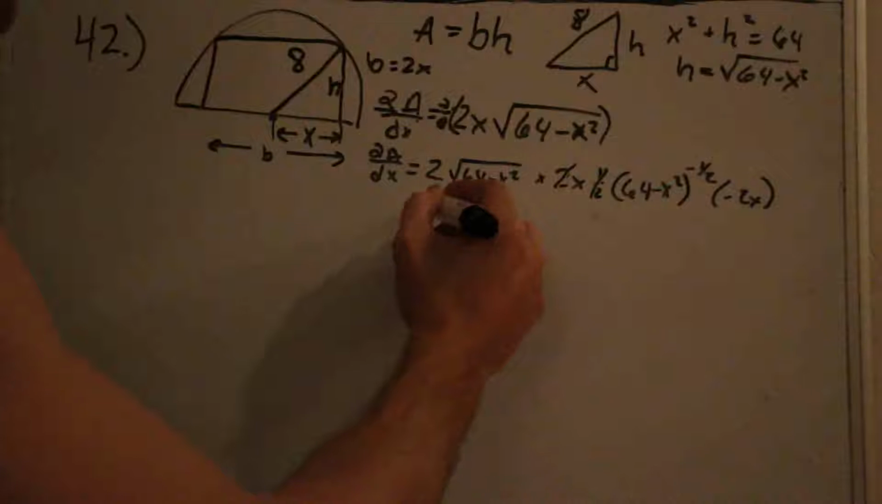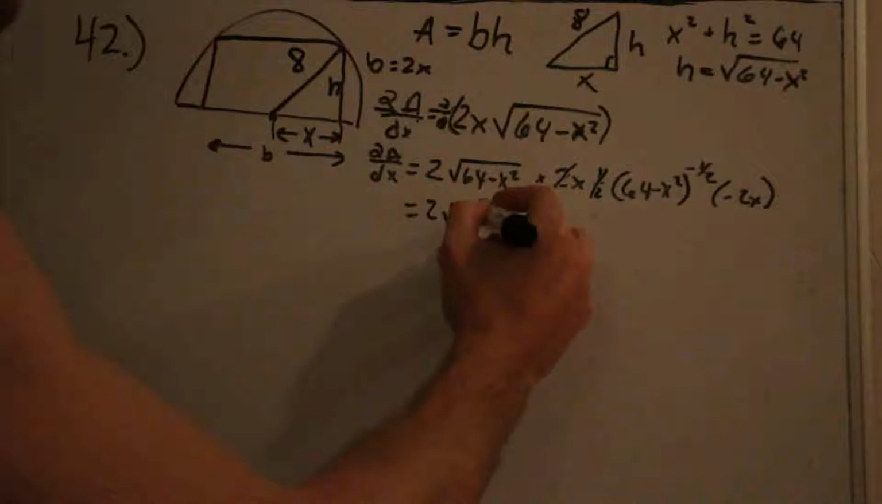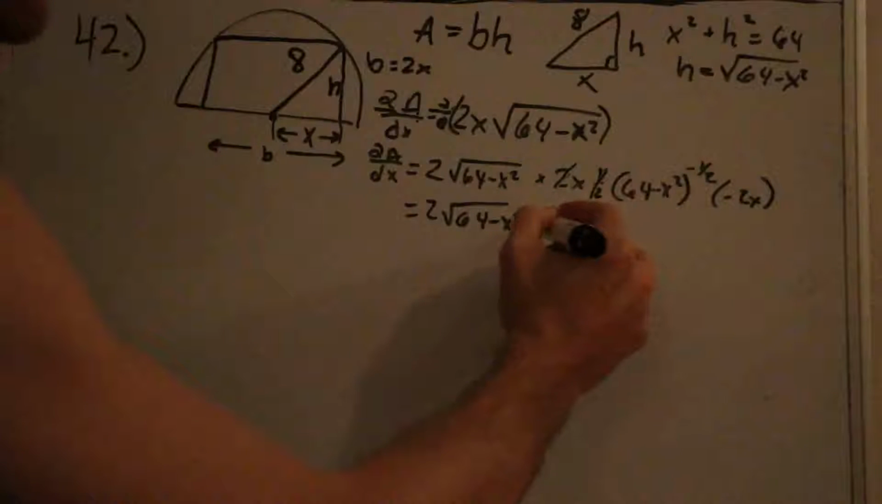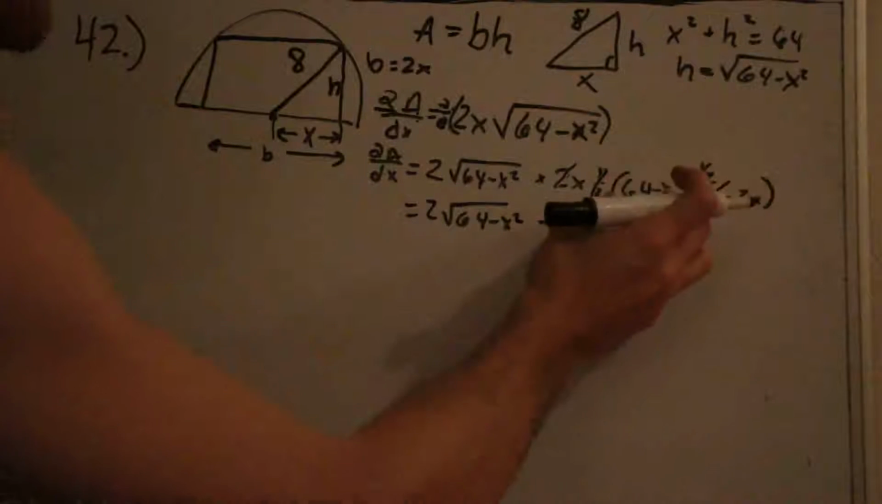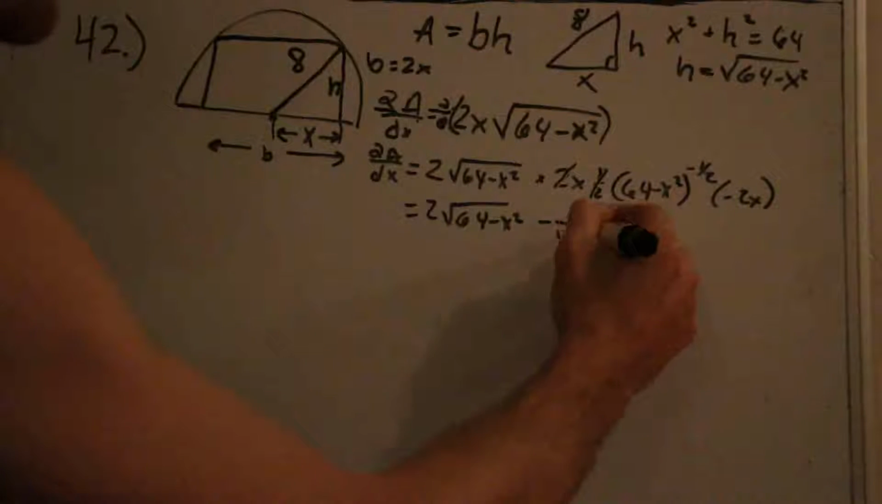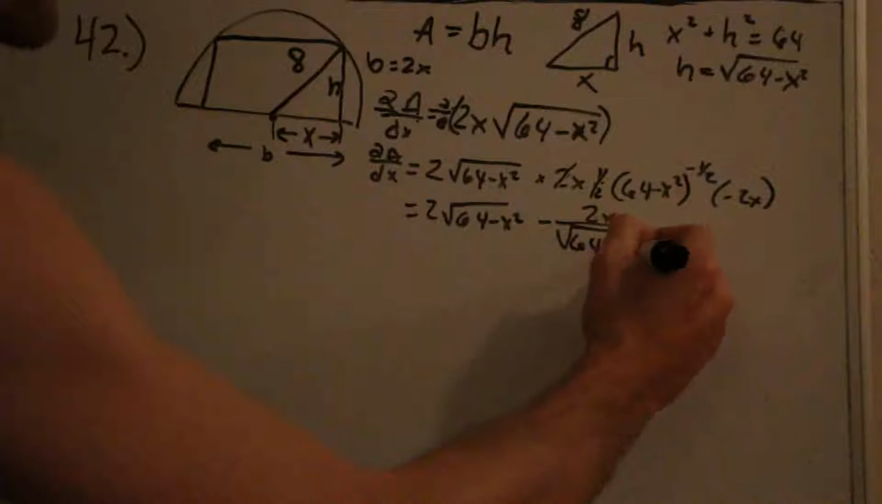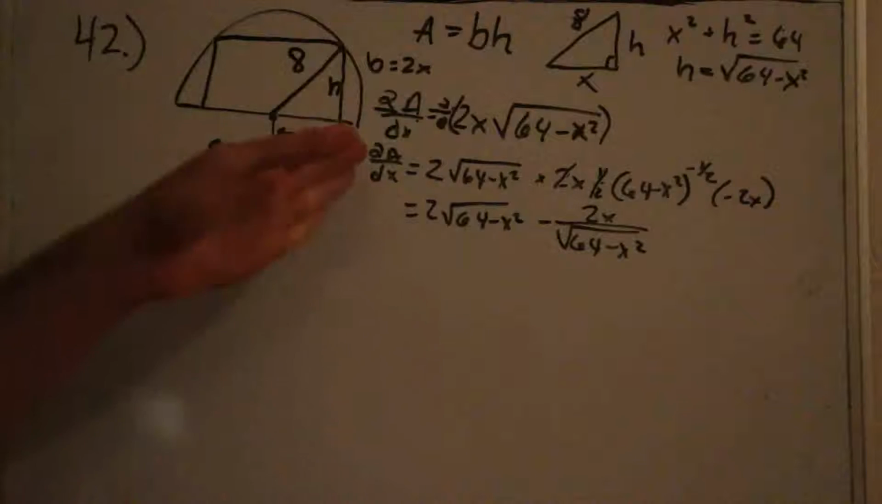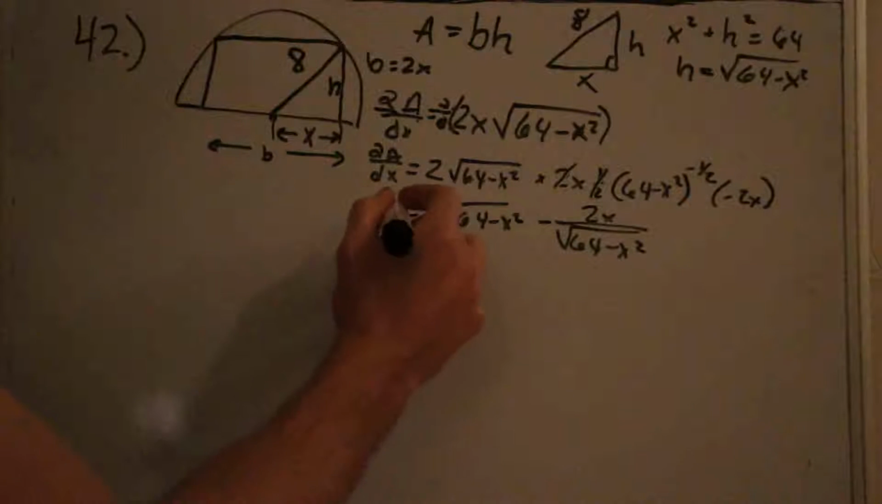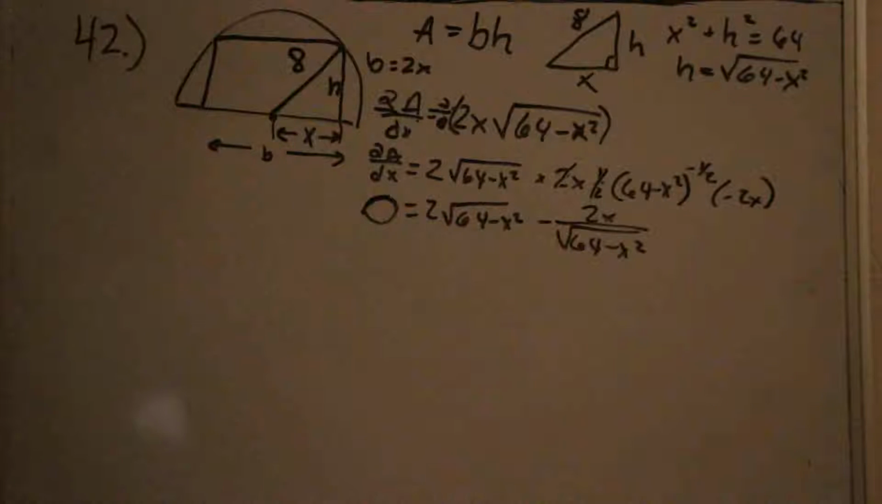So this equals 2 radical 64 minus x squared. This is plus, but there's a negative, so it's minus. And it's going to be 2x over the square root of 64 minus x squared. Remember, it's optimization. Take the derivative of the area, set it equal to 0. So I'm going to set this equal to 0, and then I'll have to solve for x.